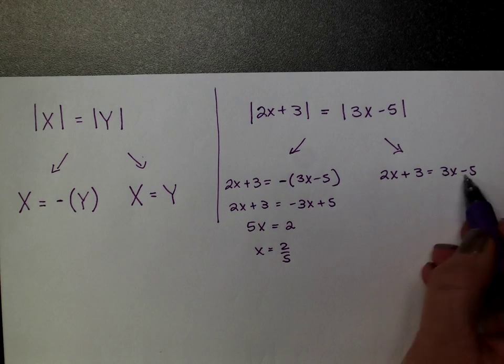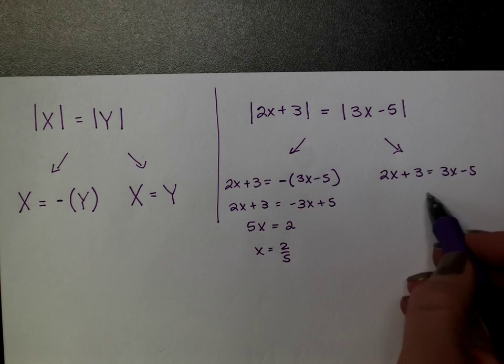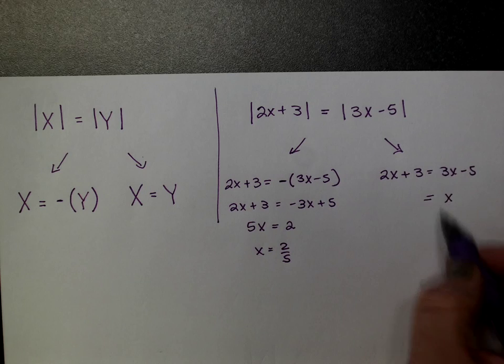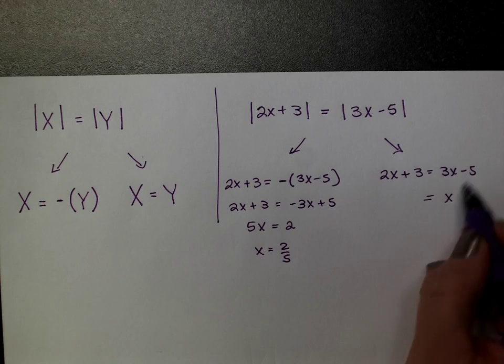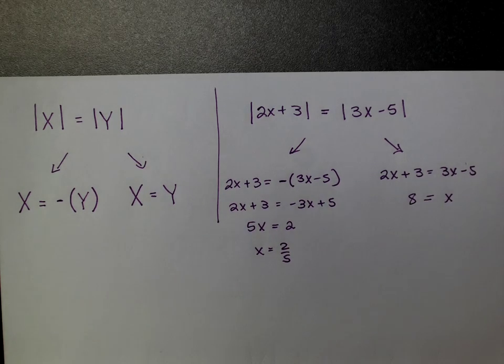And here, of course, let's see, I'm going to subtract 2x from both sides, leaving just an x over here. And I'll add 5 to both sides, canceling it out there and making this an 8. Okay. I said my addition property mentally.